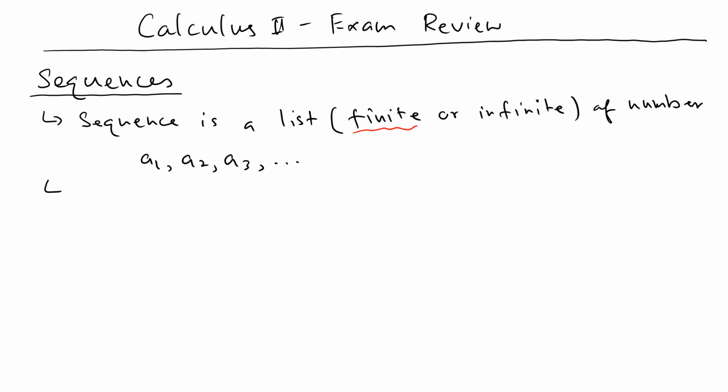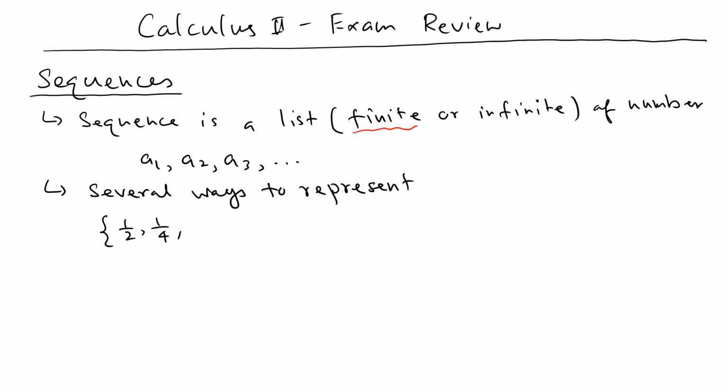So there are several ways to represent it. The basic, very common way is we just use the set notation, like a curly bracket, and then we just list the numbers. So 1/2, let's say 1/4, 1/8, like that. So that's the most common way. We just list the numbers.